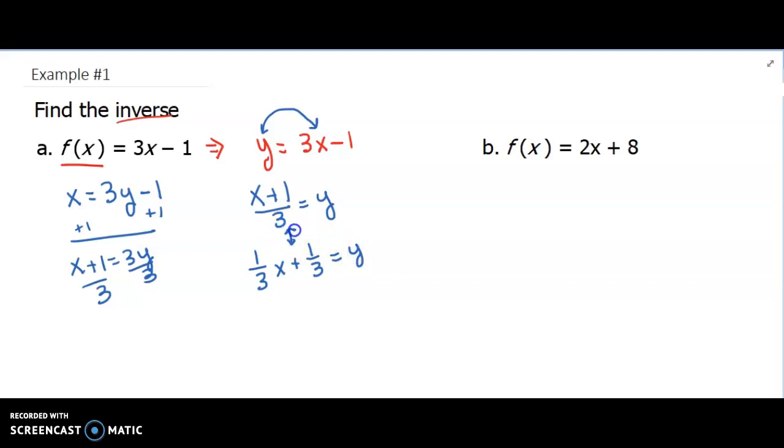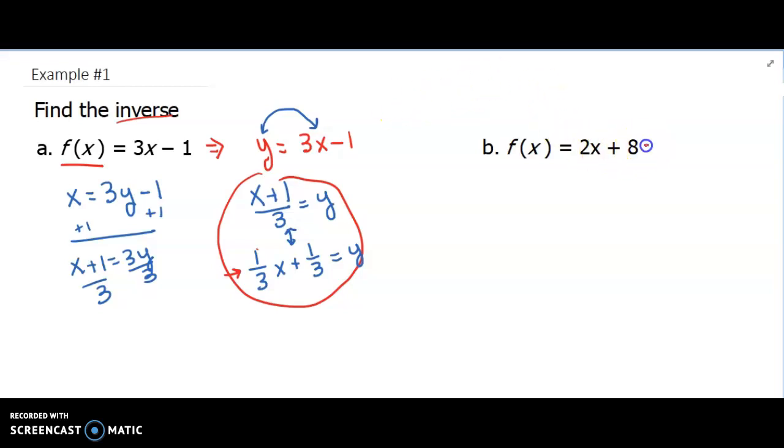Guys, these are the same, and you could write it either way. I would prefer this way because we're going to start graphing these, and this is y equals mx plus b. But either one of these two equations would work right here. Okay, so knowing what you know now, I want you to go ahead, pause this, try to do b on your own, and then we will review it.